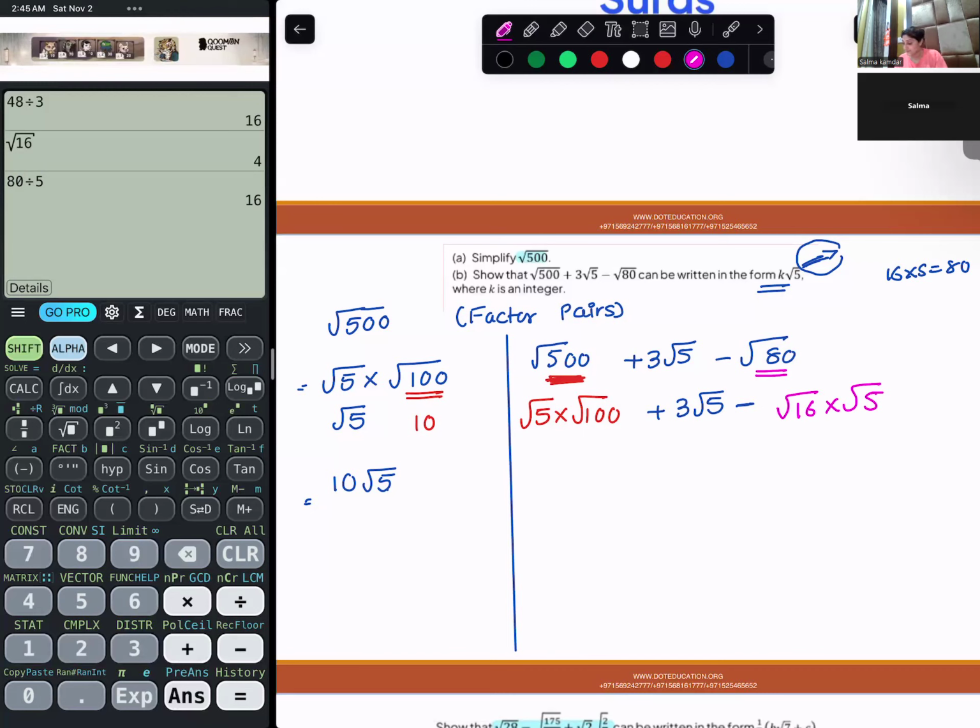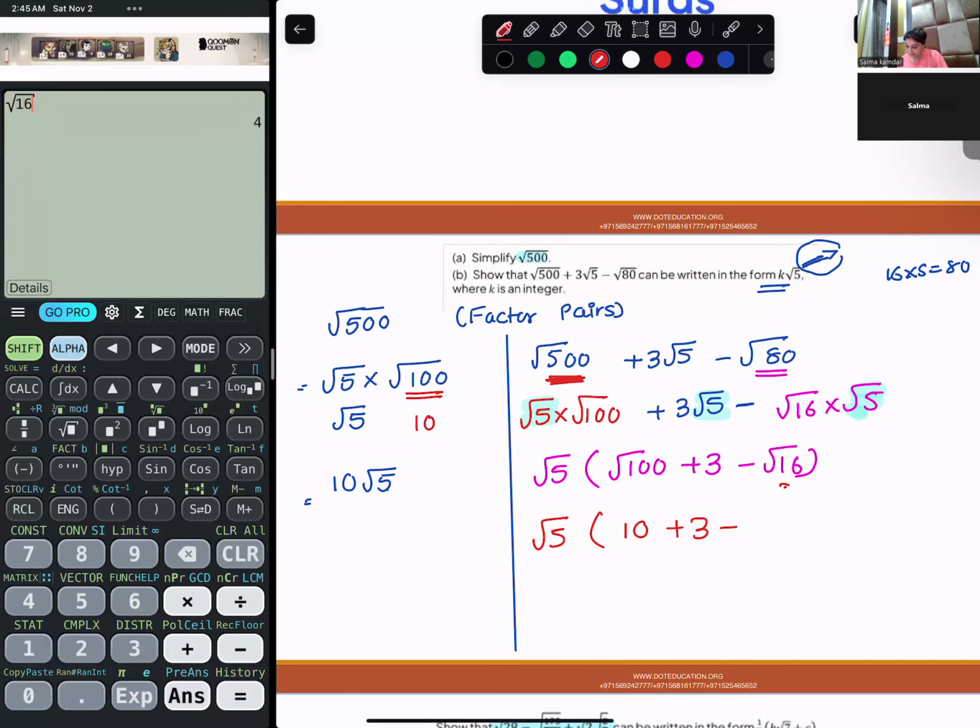Now if I see, root 5 is common everywhere. So I will bring the root 5 out. So this becomes root of 100 plus 3 minus root of 16. The root 5 has come out. Now I will find the answers. Root of 100 is nothing but 10, plus 3, minus root of 16. If you don't know, you have a calculator.